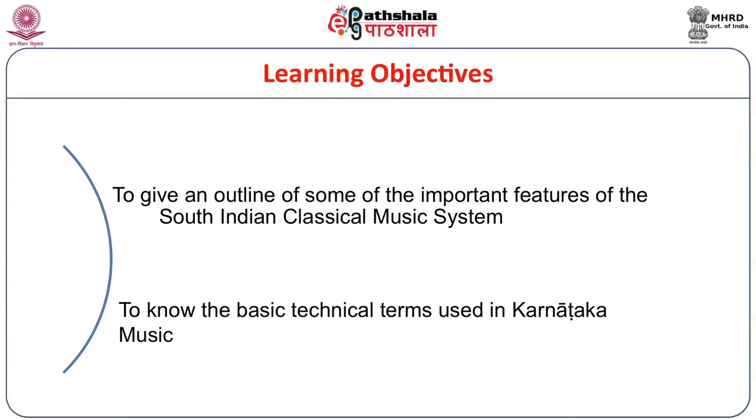Today, in the subject Indian Culture, under the paper Indian Aesthetics and Fine Arts, we are going to look into a module titled Salient Features of Karnataka Music. Karnataka music is the name of the classical art form of South India. In this module, we will be looking into an outline of the different important features of the South Indian classical music system. We would also know the basic technical terms that are being used in Karnataka music.